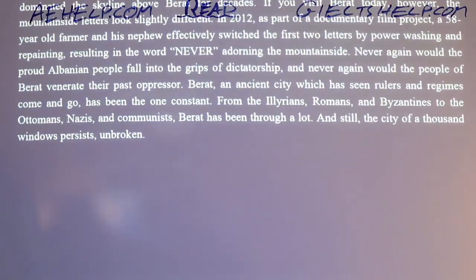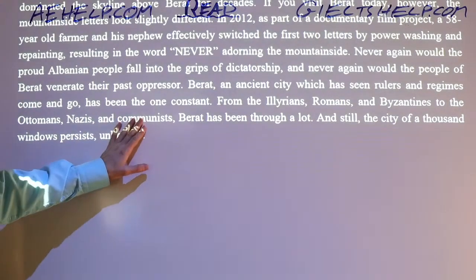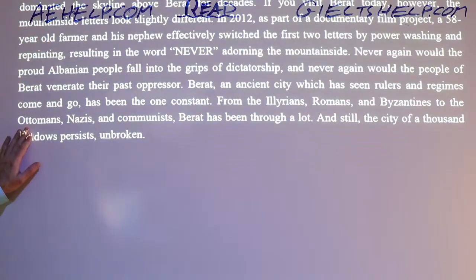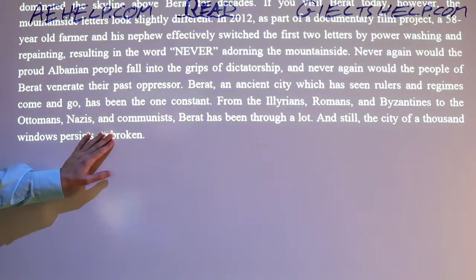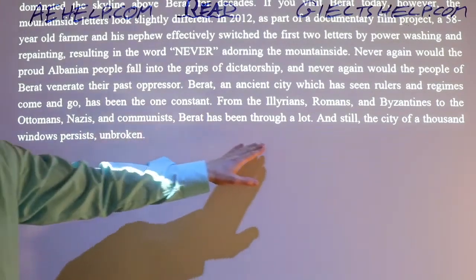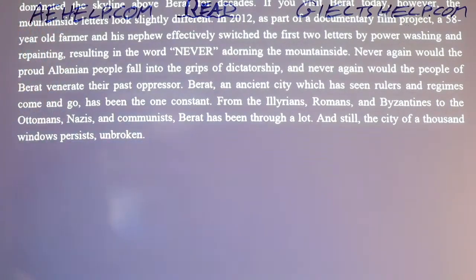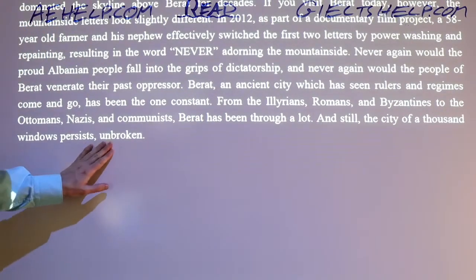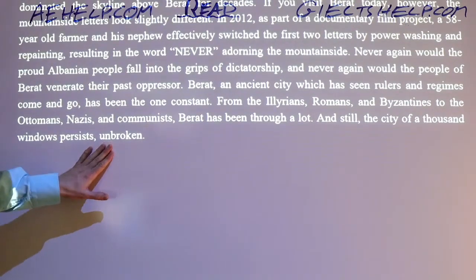Berat, an ancient city which has seen rulers and regimes come and go, has been the one constant. From the Arians, Romans, and Byzantines to the Ottomans, Nazis, and communists, Berat has been through a lot. And still, the city of 1,000 windows persists, unbroken. Okay, what a nice way to finish that passage.